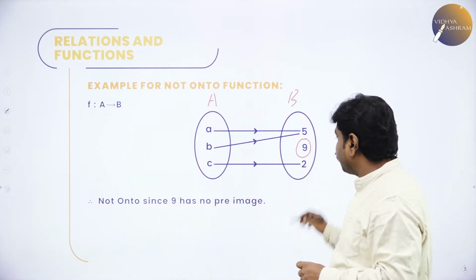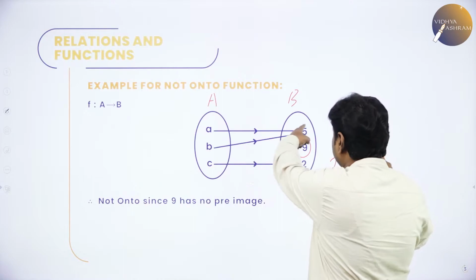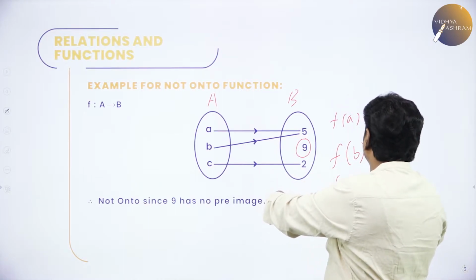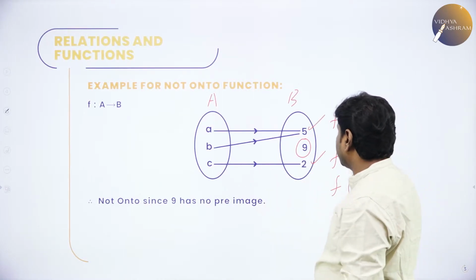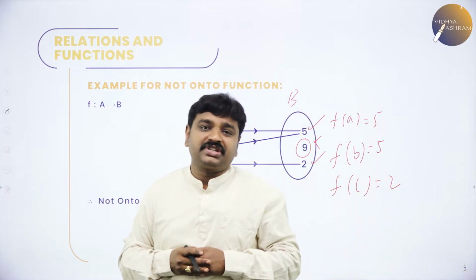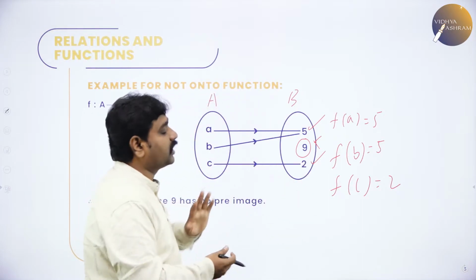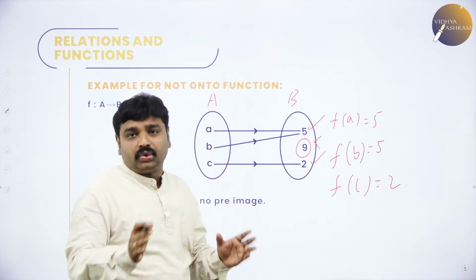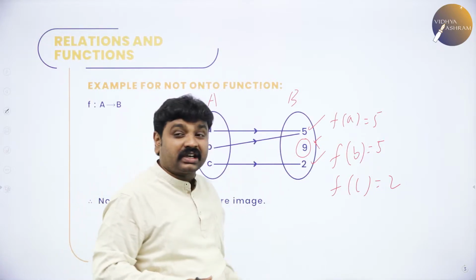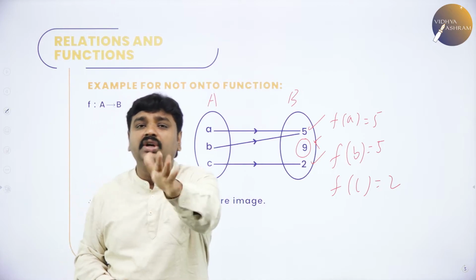So f of a gives 5, f of b also gives 5, b is mapping to 5, f of c gives you 2. So now 5 acts as image, 2 acts as image, but 9 does not act as image. So therefore 9 does not have pre-image. 9 does not have what? Pre-image, or 9 is not acting as image. Therefore this is not onto. What is onto? Every element in the codomain must be an image. If any one element is not an image, then it is not onto.